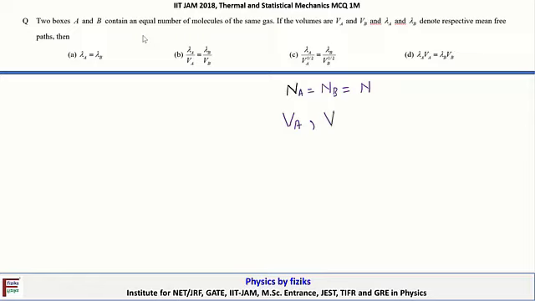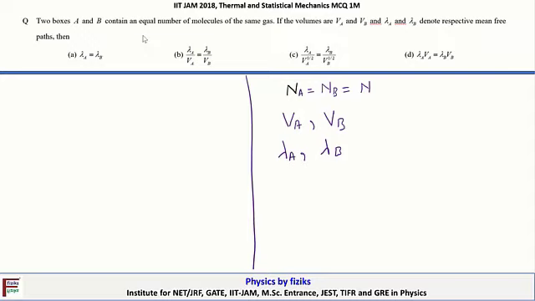and Vb, and further it's also given that the corresponding mean free path of the gas molecule in the respective boxes is lambda A and lambda B respectively. Now the question is, which one of the four given options is going to be correct? So let's take a look at what we have learned in theory.